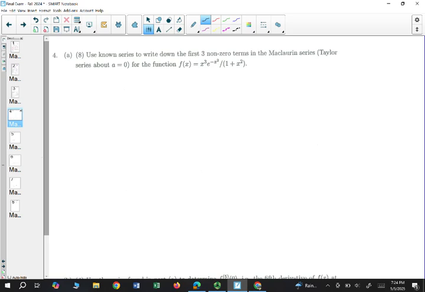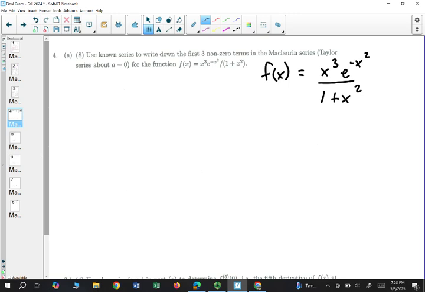Okay, so the trick to all this is to try to remember what some of these common Maclaurin series look like, right? And then another issue is how this thing is written. So if there's another way to rewrite it, I would say let's try that. We have x cubed e to the negative x squared, and it's all divided by 1 plus x squared. So that's one way we could rewrite it.